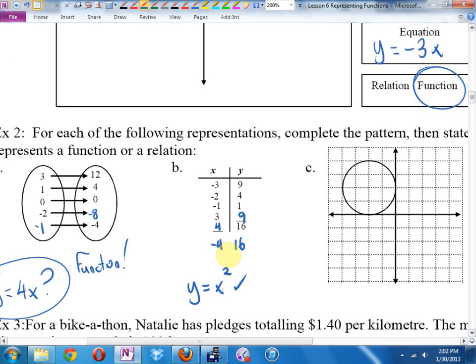Function or not? You're saying, ooh, Mr. Dewick, the number 9 appeared twice. Here's what you're looking for: does any x value appear twice with a different y value?